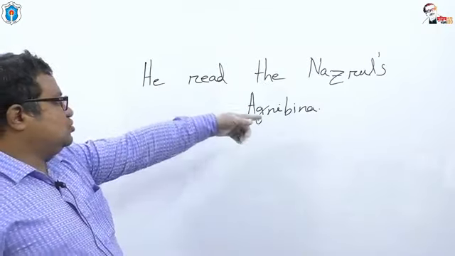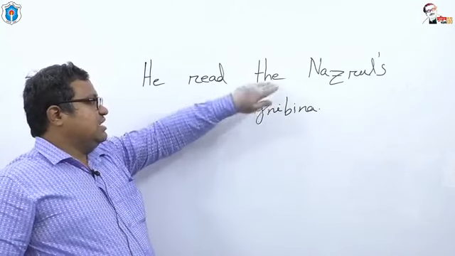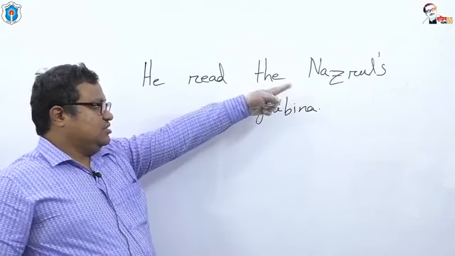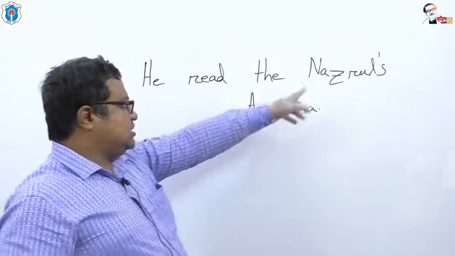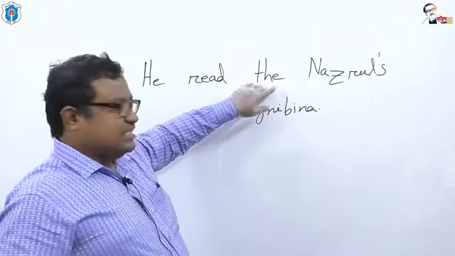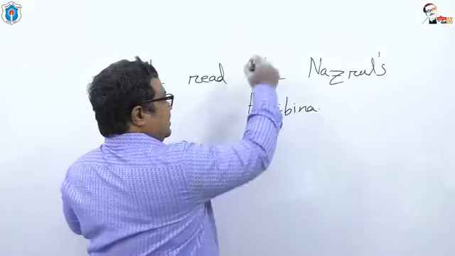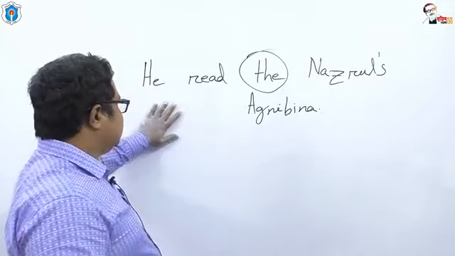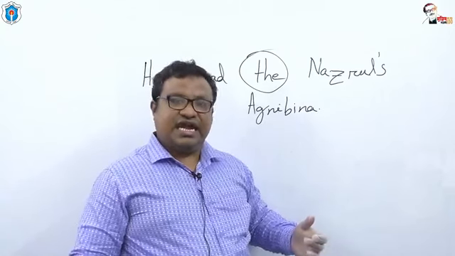He read the Nazrul's Ognibina. What is the problem with it? The problem with it is you cannot use this article the before Nazrul's Ognibina, because when the author's name is mentioned with an apostrophe s, that is Nazrul's, then there will be no article before this phrase. He read Nazrul's Ognibina. Or if you say he read Ognibina, even then you will not use any article.